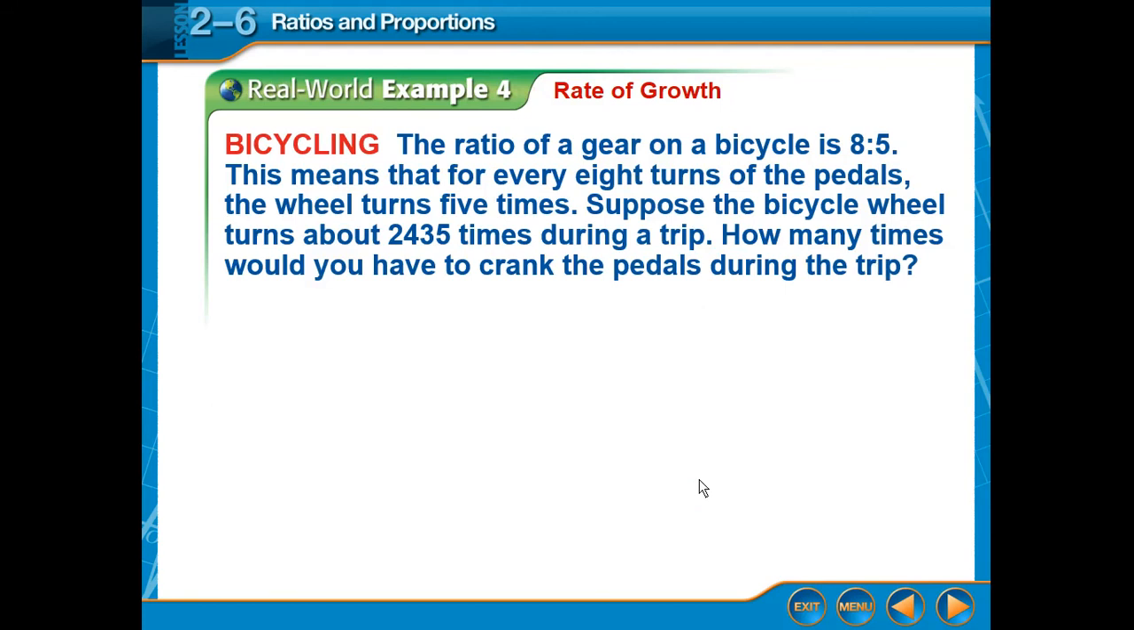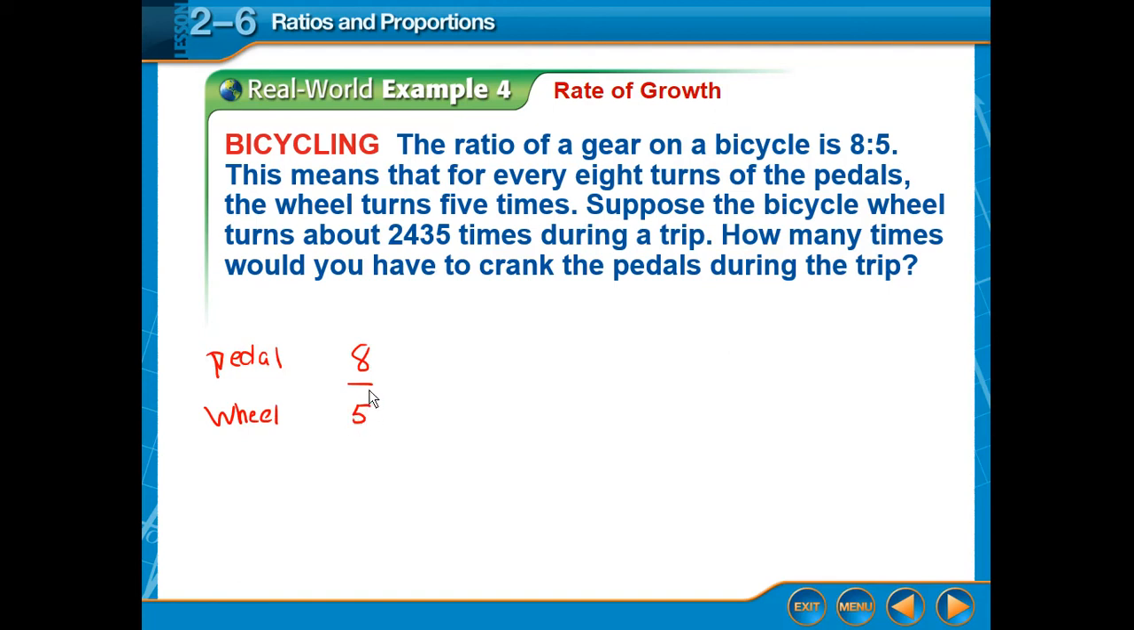For example 4, it says the ratio of a gear on a bike is 8 to 5. This means that for every 8 turns of the pedals, the wheel turns 5 times. So when we're doing word problems, it's nice to line up what it is. On top, we're going to keep pedals, and on the bottom, we're going to keep wheels. So for every 8 turns of the pedal, the wheel turns 5 times.